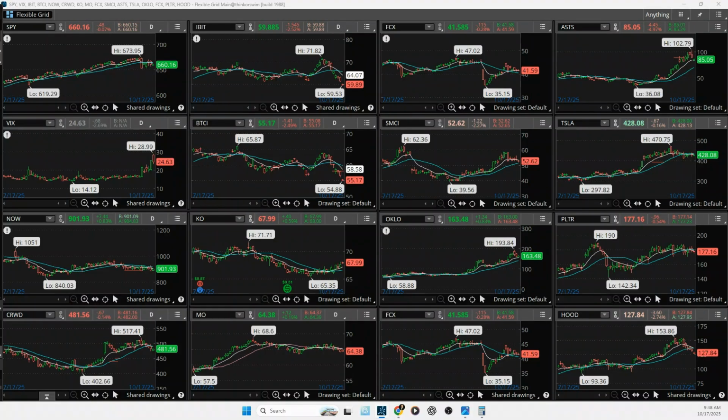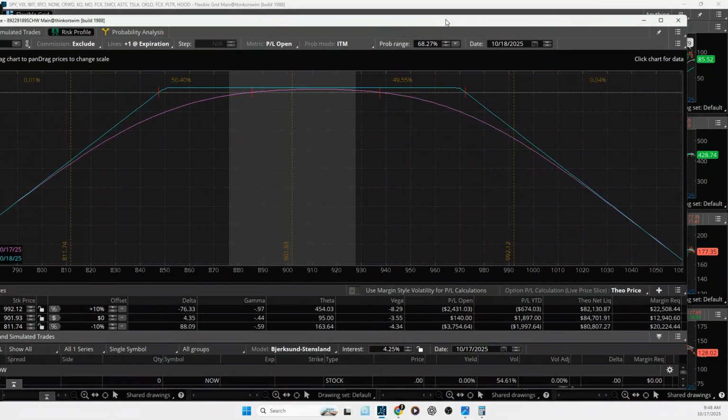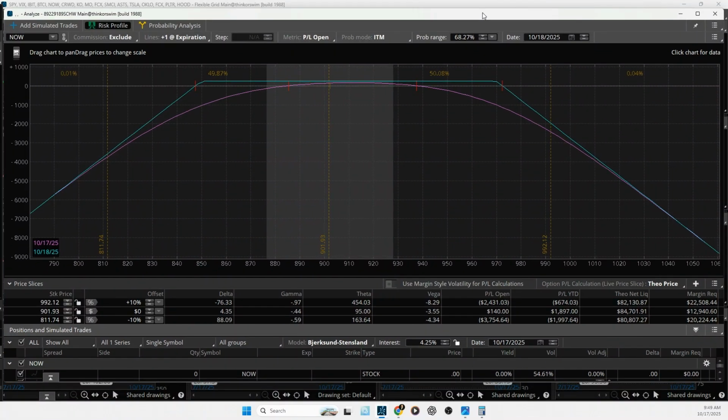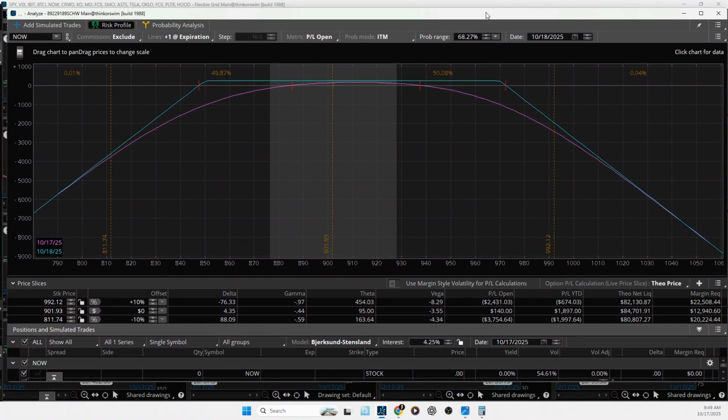And let me take a look at something here. I'm going to pull this up under the Analyze tab on the Risk Profile sub tab. Let me take a look at detaching this. All right, so here is what I have, my actual trade I have on.